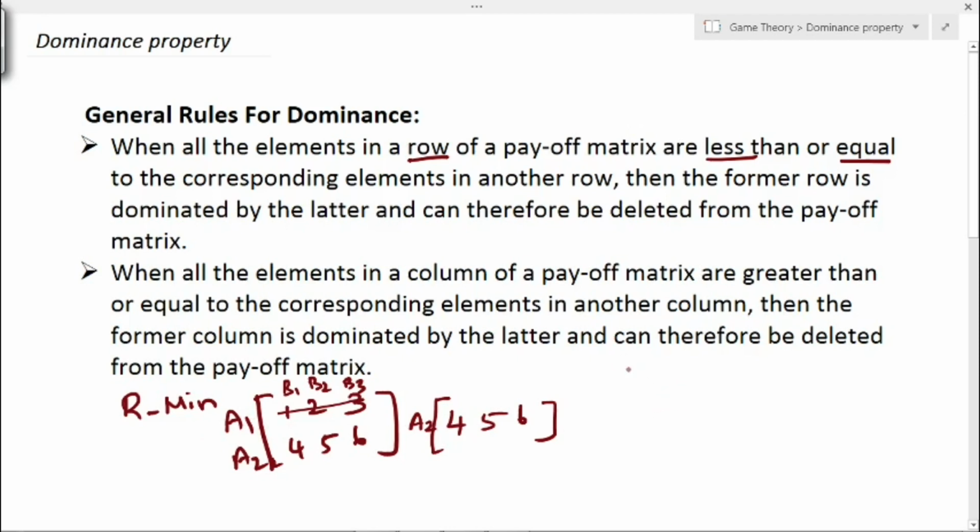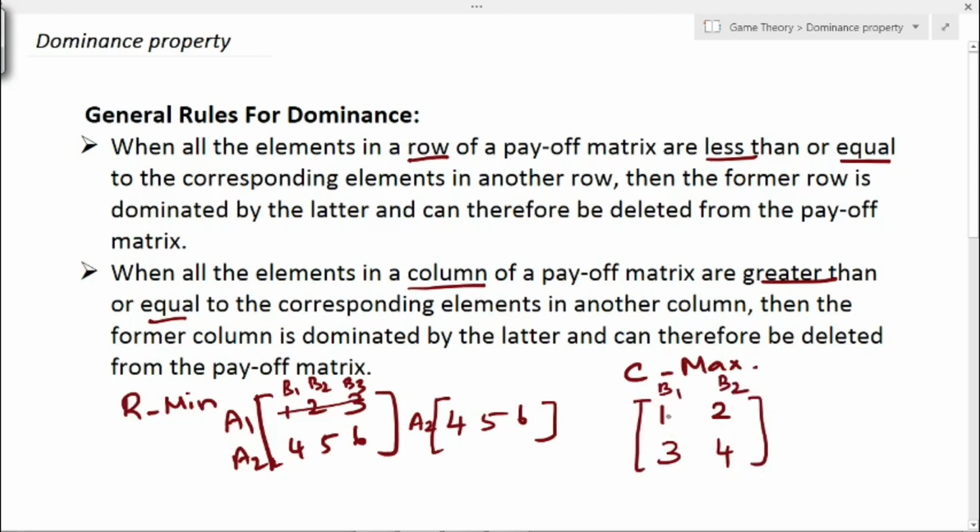So instead of playing strategy A1, player A prefers to play strategy A2 to maximize his gain. Next, in the second rule, when all the elements in a column of a payoff matrix are greater than or equal to the corresponding elements in another column, we have to delete the greater column, that is, the column-wise maximum. So for example, if you are considering the matrix 1, 2 and 3, 4, in this matrix we have two columns, that is B1, B2.